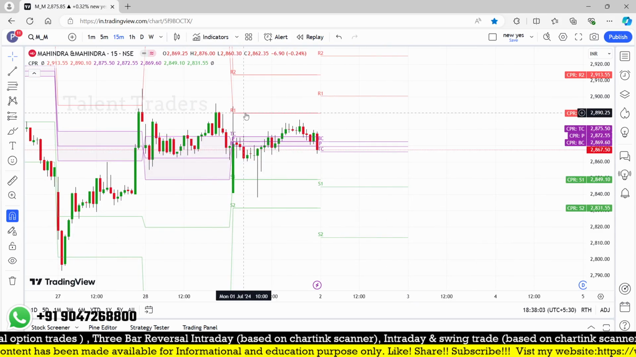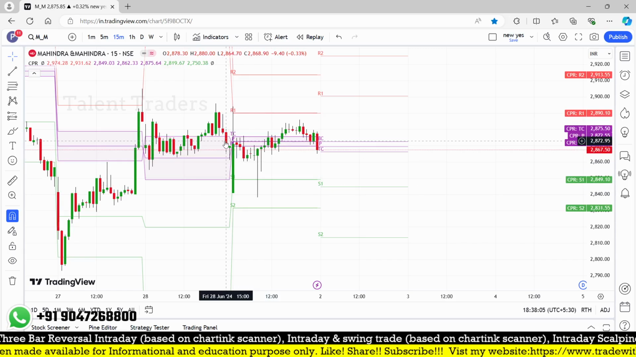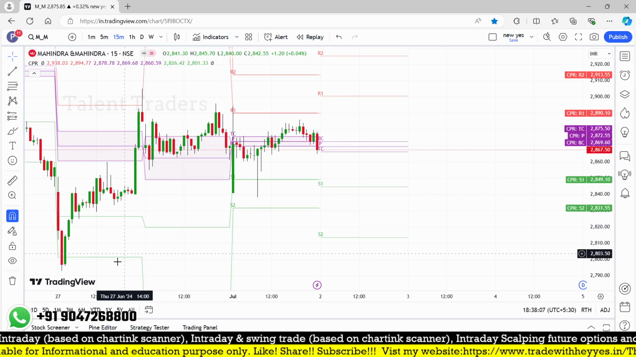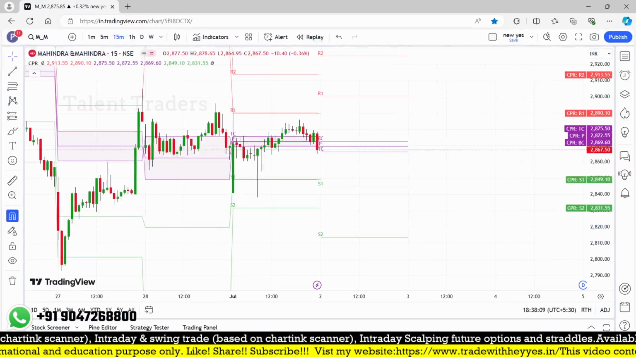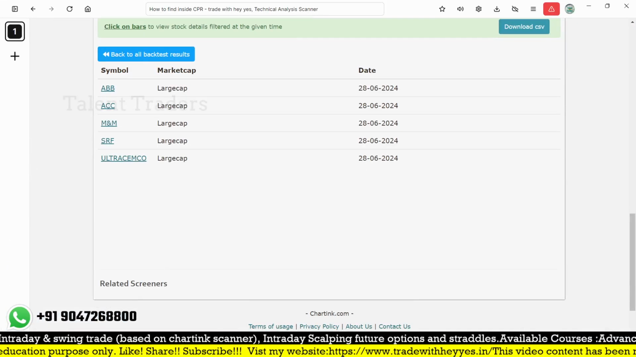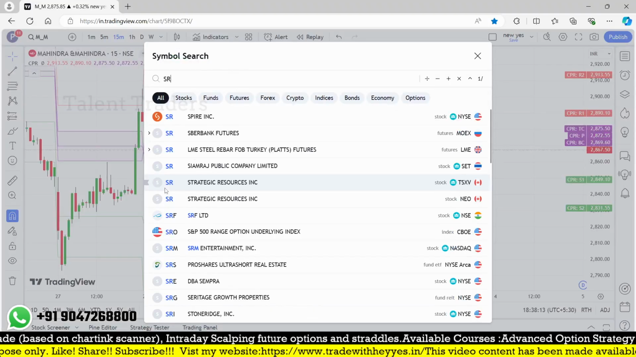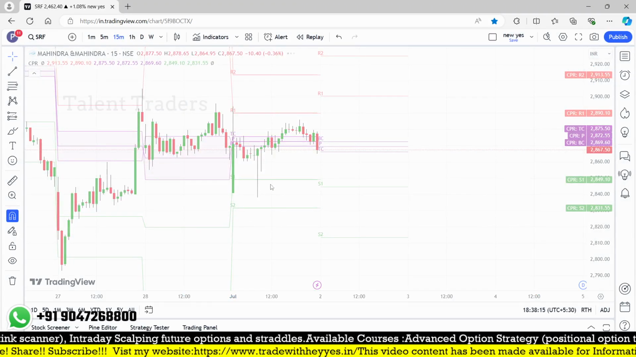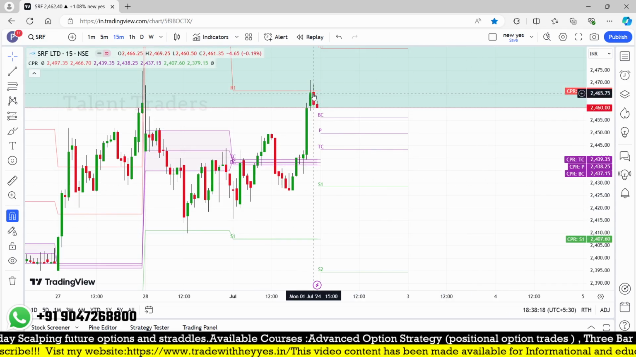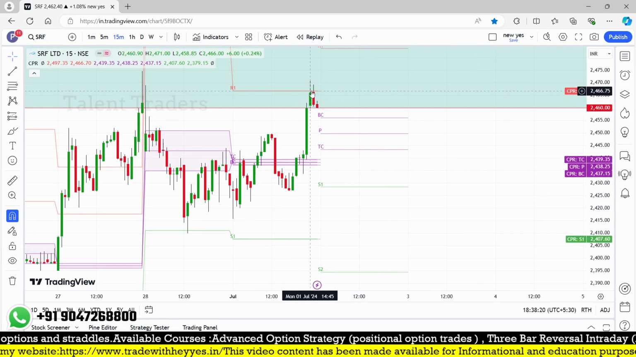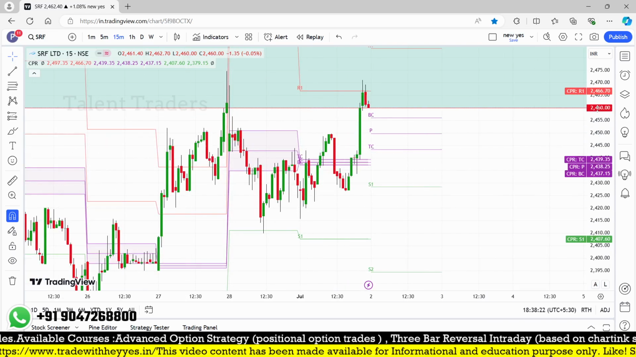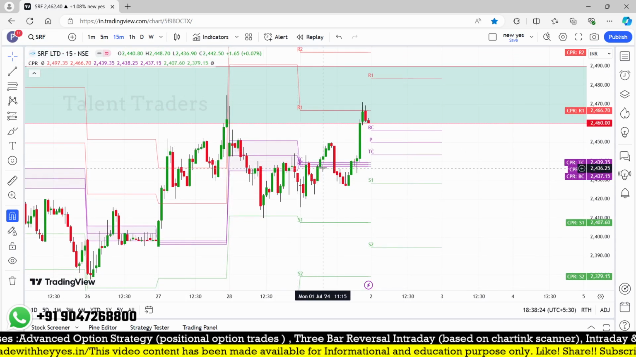It is my concept where I'm just looking for an R1 breakout inside between the previous day, but it doesn't break the level. So even a lot of stocks we got, but from there we are going to select SRF, and Ultratech is one more stock. SRF, what is happening? Is there any breakout on R1? It is happening around 2:45 to 3 o'clock. It is not a good time to take an intraday trade, and it is entirely inside between that.